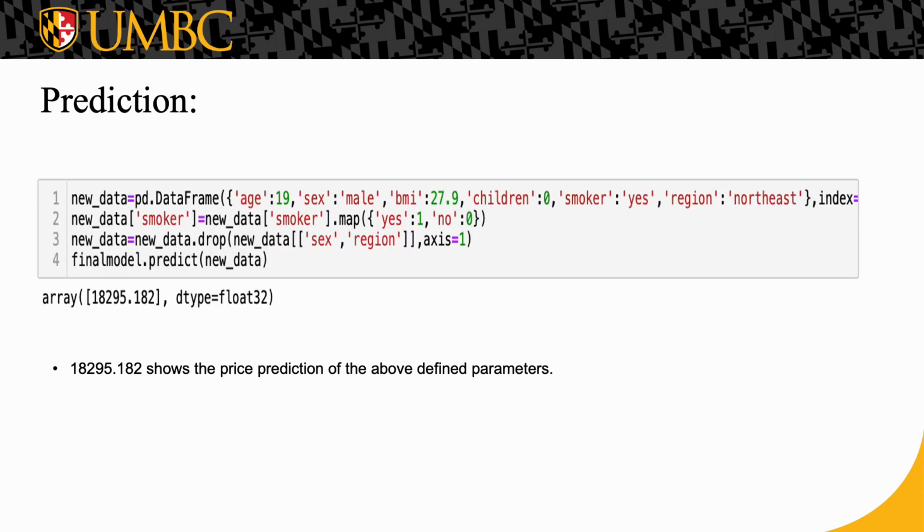In this slide I have predicted the model using XGB regressor, and you can see the price is predicted for the age of 19 and the sex is male, and he's a smoker with northeast region.